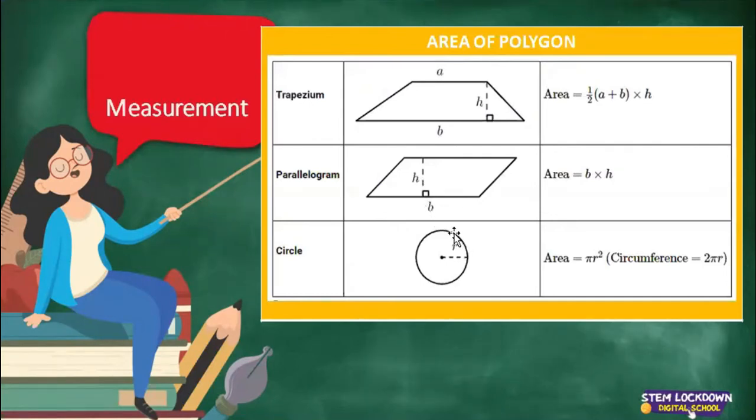The last one is the circle. The circle has center and radius R. With radius R, the formula for finding the area of a circle is pi r squared, where r is our radius. In case we want to find the circumference of a circle, the formula is 2 pi r. The formula for the circumference is 2 pi r, while the area is pi r squared.